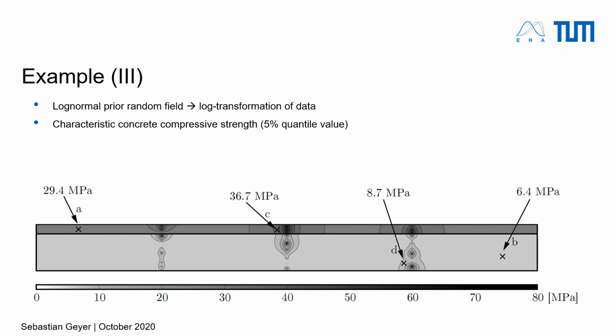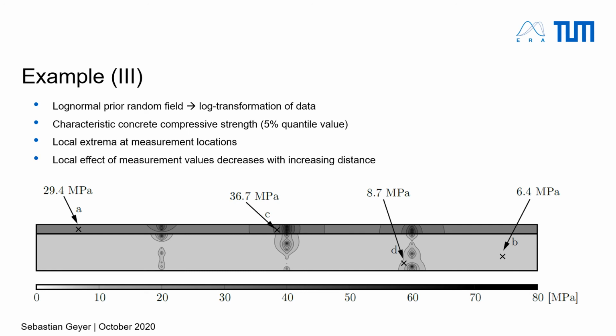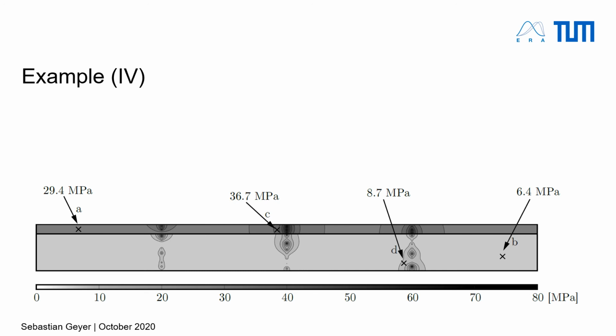We can see the effects of the measurement locations, and especially regions of high and low quality concrete can be made visible. The local extrema are always at the measurement locations. And with increasing distance from the measurement locations, the effect of the measurement values decreases. However, there's also a global effect of the Bayesian updating on the characteristic values, which is due to the global updating of the normal gamma distribution with the measurement data.